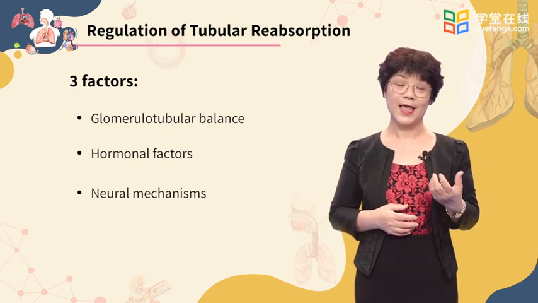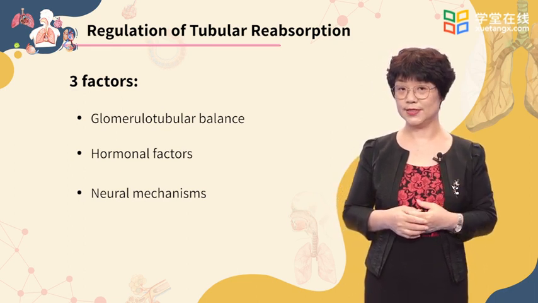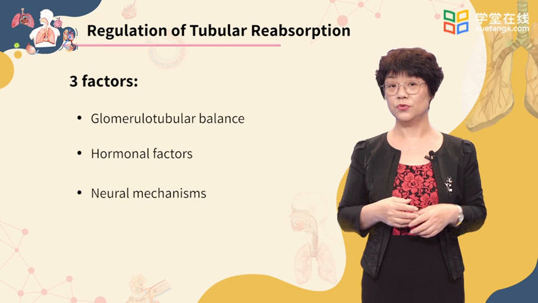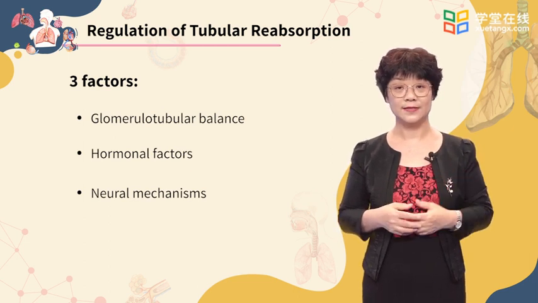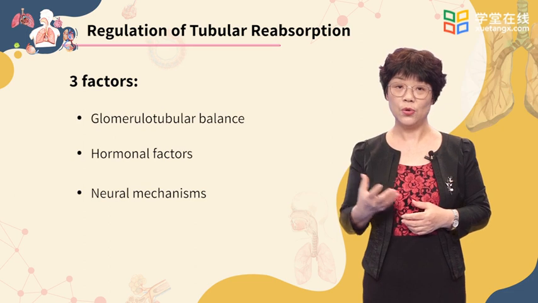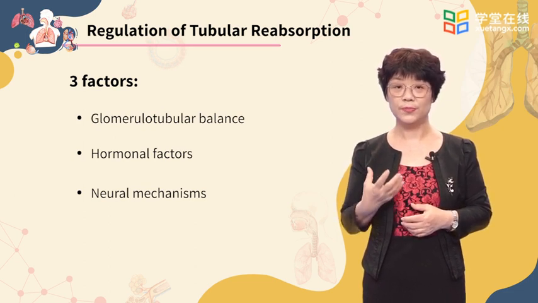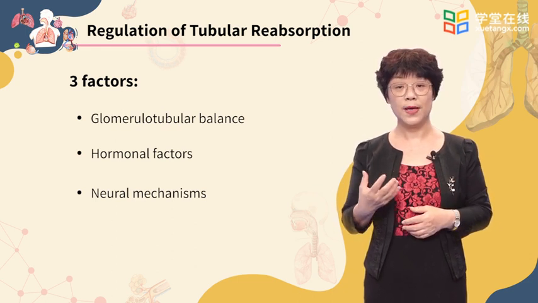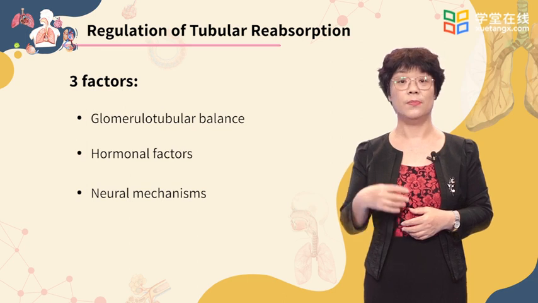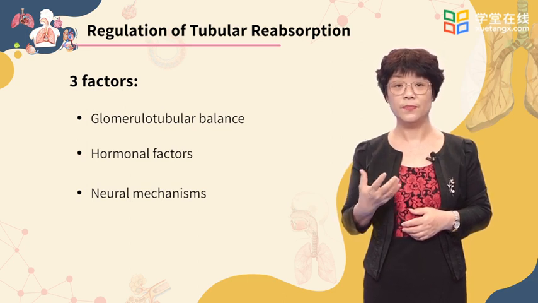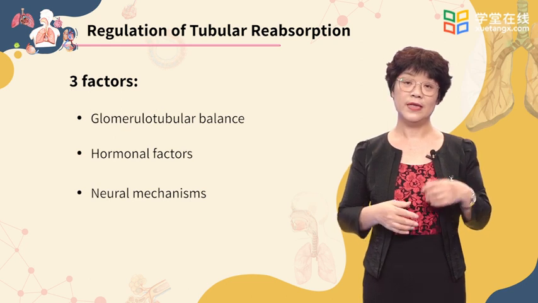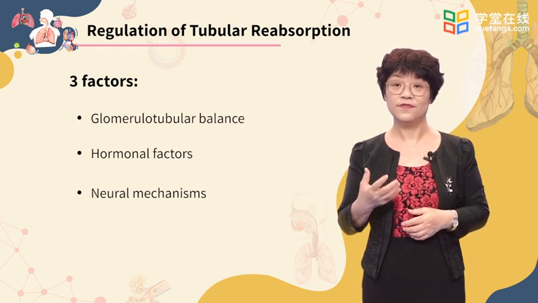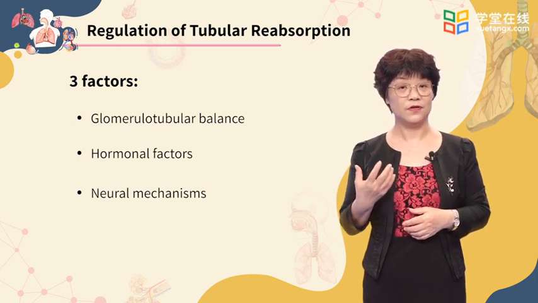For example, if the glomerular filtration rate increases from 125 milliliters per minute to 150 milliliters per minute, the absolute rate of proximal tubular reabsorption also increases from about 81 milliliters per minute to about 97.5 milliliters per minute, meaning the rate of reabsorption is still 65% of the glomerular filtration rate.